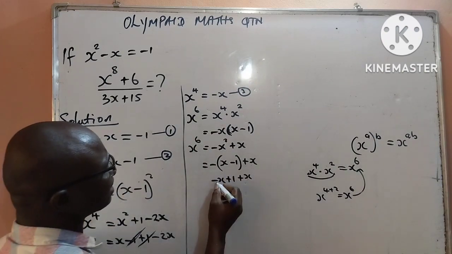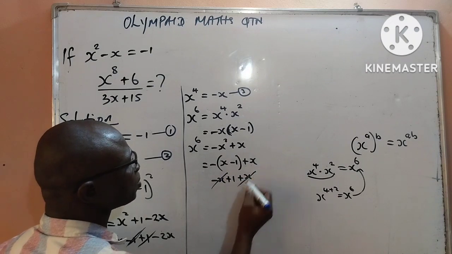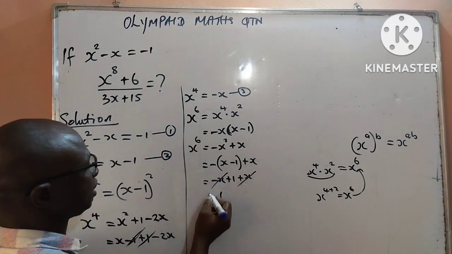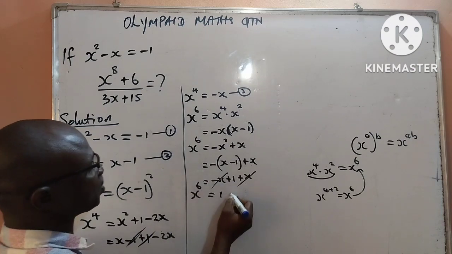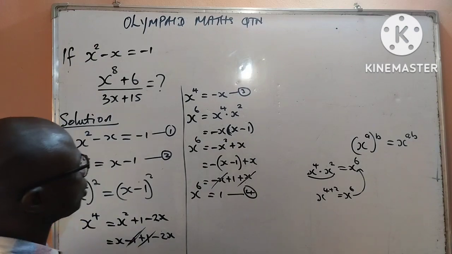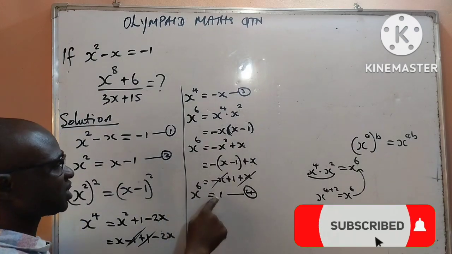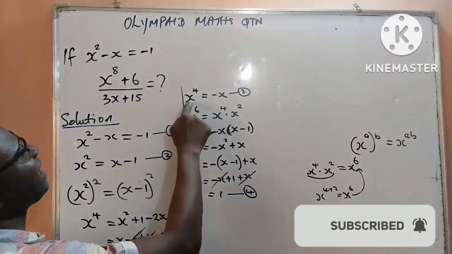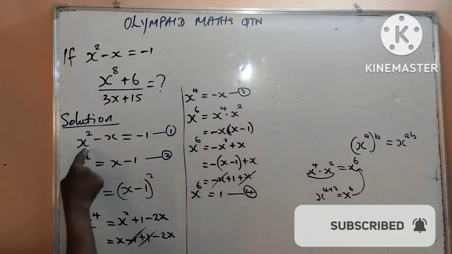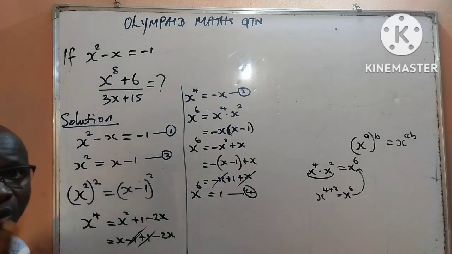You can agree with me that minus x will cancel with the plus x, leaving me with 1 equal to x to the power 6, equation 4. I have gotten the fourth equation. So now, my x to the power 6 is what? My x to the power 4 is negative x. My x to the power 2 is x minus 1.